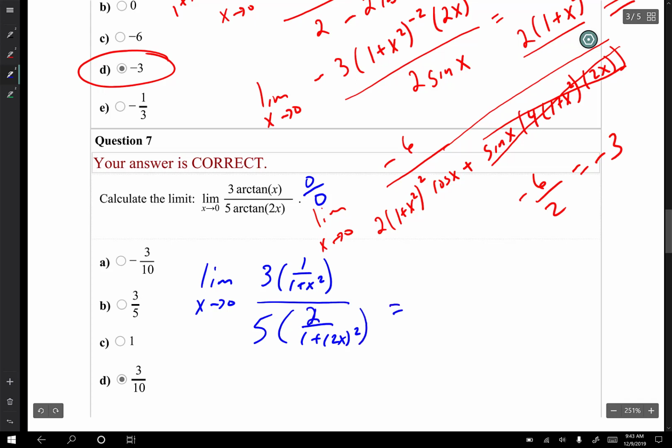So now, if I do direct substitution, which now I can, I have 3 over, let's see, that's a 0 because I'm plugging in x equals 0. 0 squared is 0, 0 plus 1 is 1, 5 times 2 is 10. So 3/10.